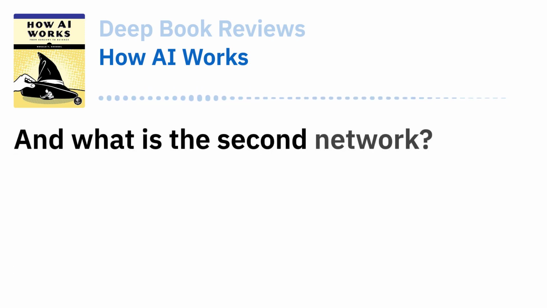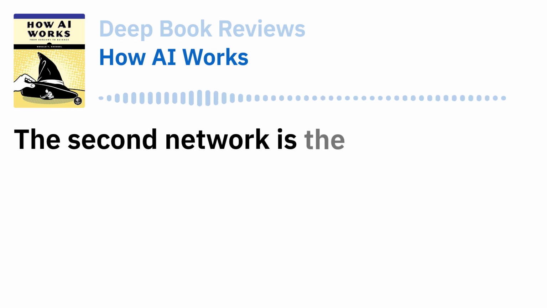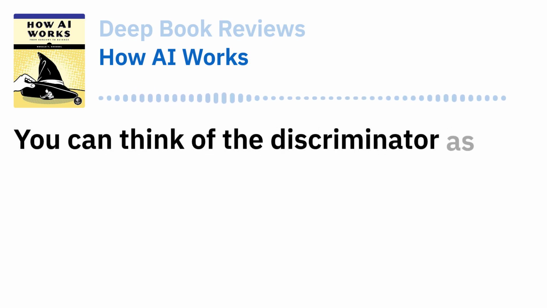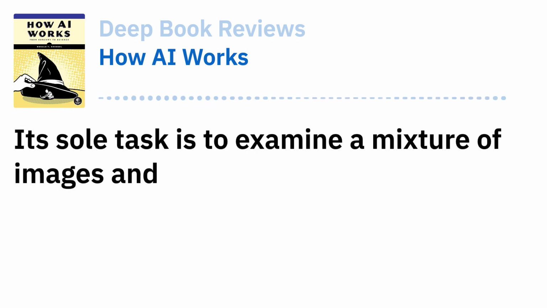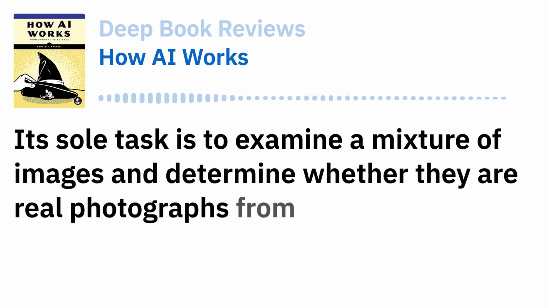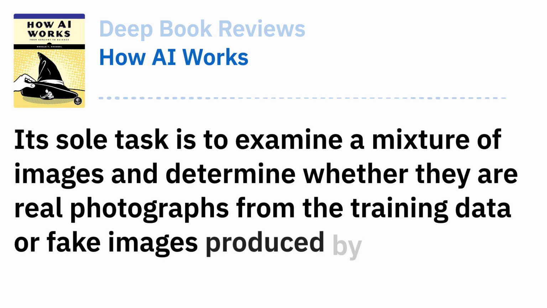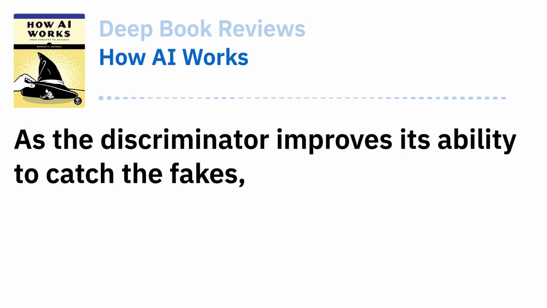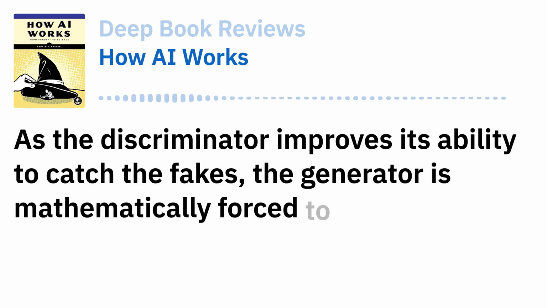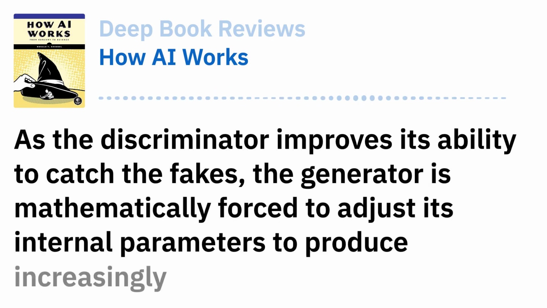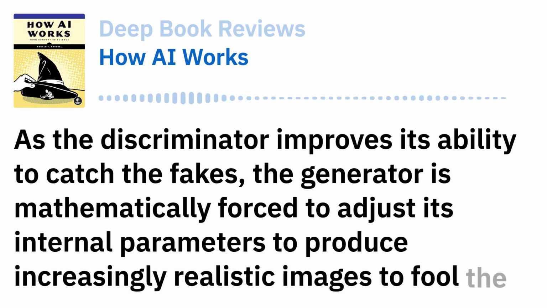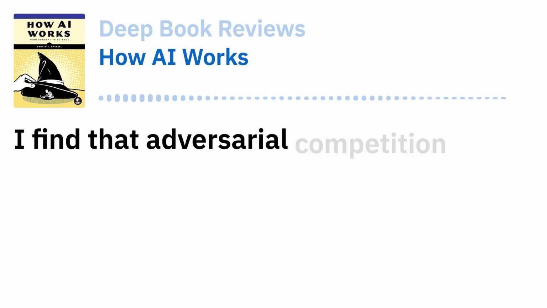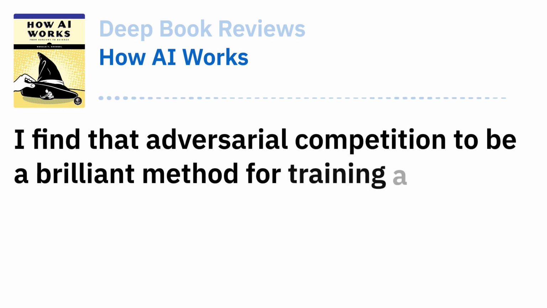And what is the second network? The second network is the discriminator. You can think of the discriminator as an art detective. Its sole task is to examine a mixture of images and determine whether they are real photographs from the training data or fake images produced by the generator. So they're constantly trying to beat each other. Exactly. As the discriminator improves its ability to catch the fakes, the generator is mathematically forced to adjust its internal parameters to produce increasingly realistic images to fool the detective. I find that adversarial competition to be a brilliant method for training a system.